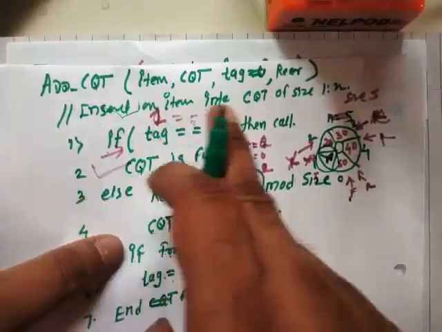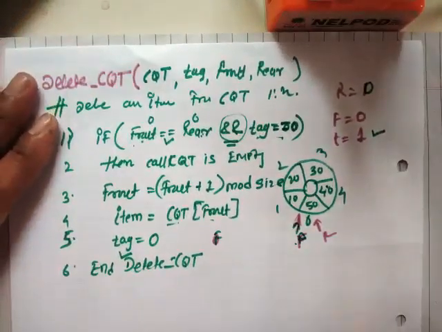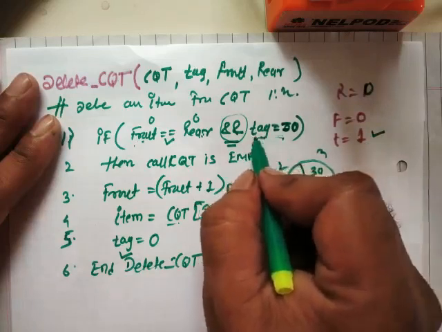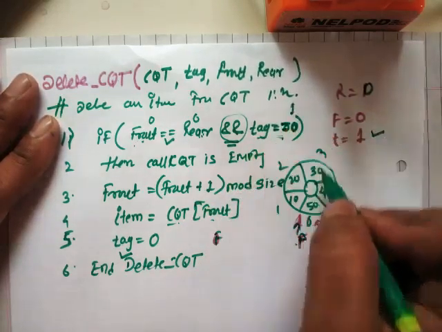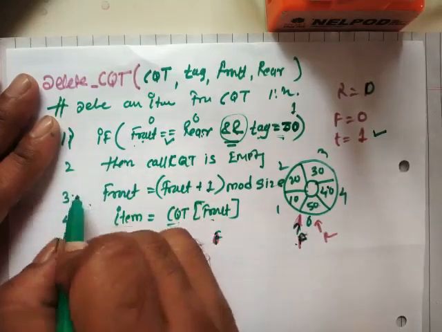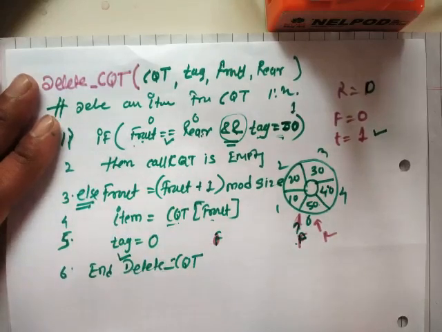Our tag value is 1. I'm going to take reference of the previous algorithm, isn't it? Now the previous example. Okay, so the tag value is 1. Condition not satisfied. Here the tag value is 1, condition not satisfied, so it will jump to the else part. This is what the else part is.